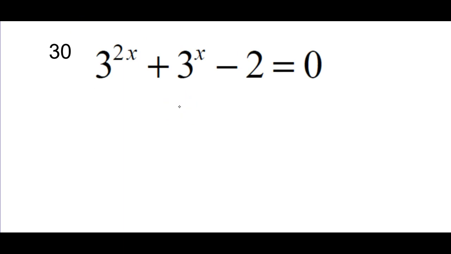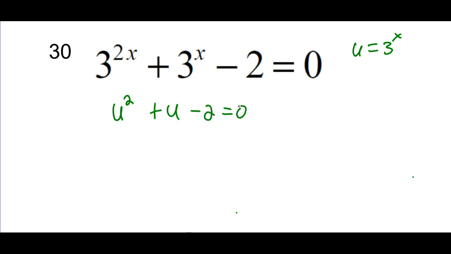And so for this one, notice we're adding now. We're not multiplying, so we can't add the exponents. It's kind of a pain to factor this the way it is, so I'm going to let u equal 3 to the x. And so if I substitute u back in everywhere I see a 3 to the x, this is like saying u squared plus u minus 2 equals 0.